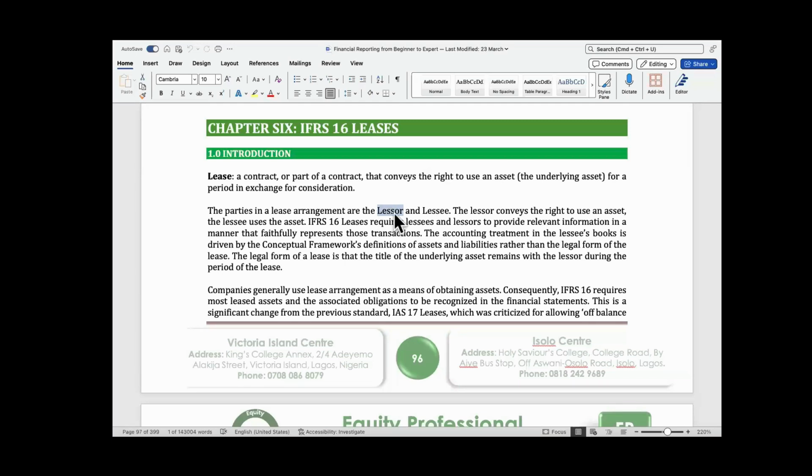Popularly, this lessor is called a landlord. Then there is the lessee, who is the tenant. The lessee now has the right to use the asset. This is the party that now has the right to use an asset. And these parties must exist for us to even have a lease, and it's usually for a period of time. This period of time, we usually call it lease term.